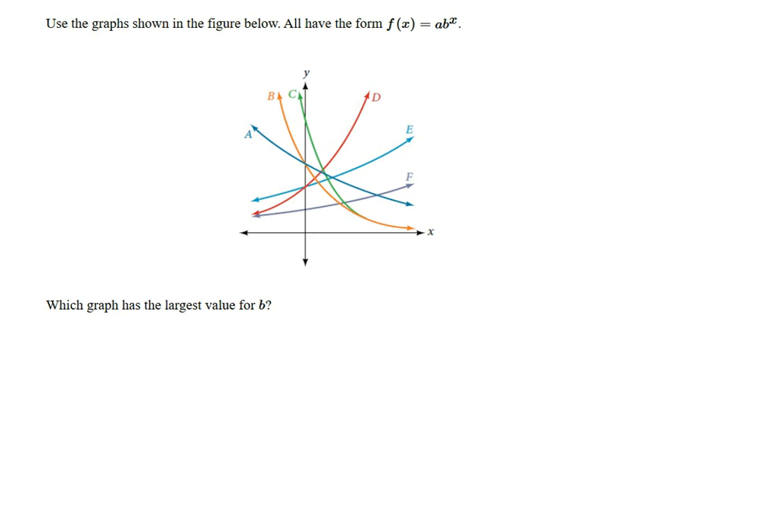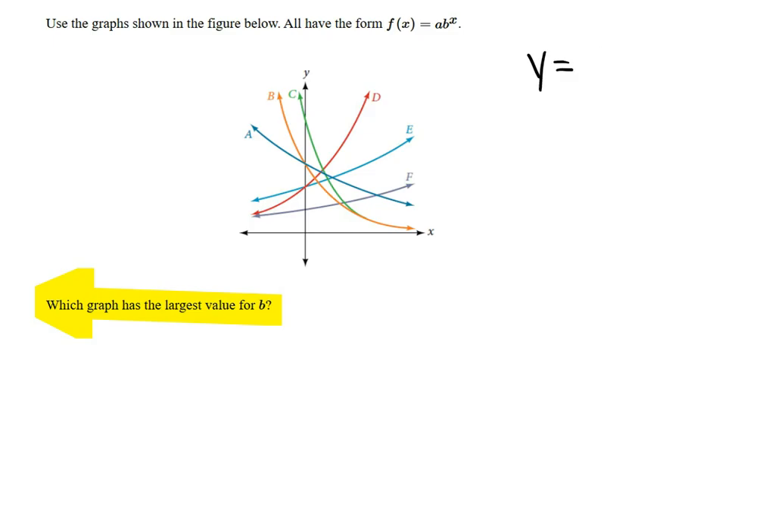Okay, use the graph shown in the figure below. All have the form of f of x equals ab to the x power. Which graph has the largest value for b? Okay, well, let's start with this.